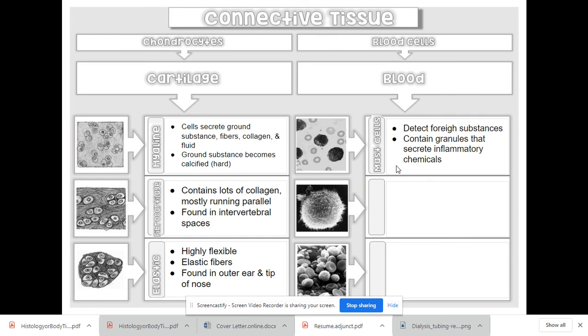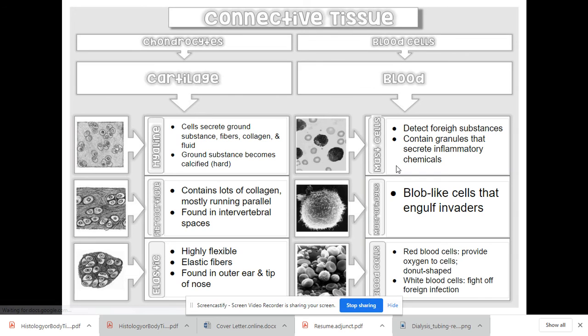These detect foreign substances, and they contain what are called granules or little pieces that can secrete inflammatory chemicals, which will help you fight this foreign infection. We'll talk more about that when we do circulatory system. Then you have macrophages, which are blob-like cells that can engulf invaders and eat them. And then blood cells, you have red blood cells, which provide oxygen to the cells, and they look like a donut. And then the white blood cells fight off foreign infections.